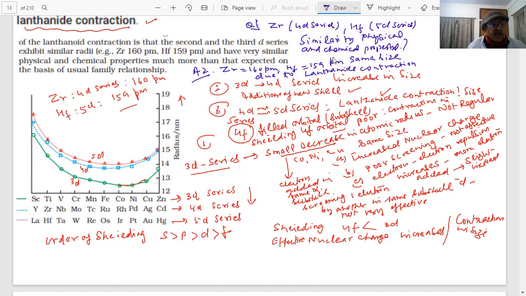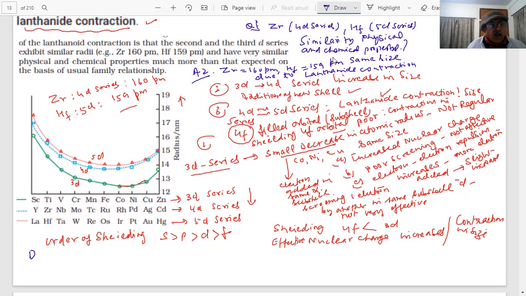Another consequence of lanthanide contraction is on the density of the 5d elements. The density of the 5d metals also becomes more, student. The decrease in metallic radius coupled with an increase in atomic mass results in an increase in density of these elements.